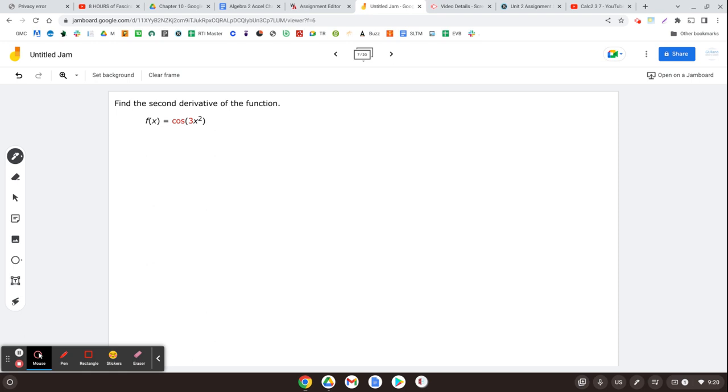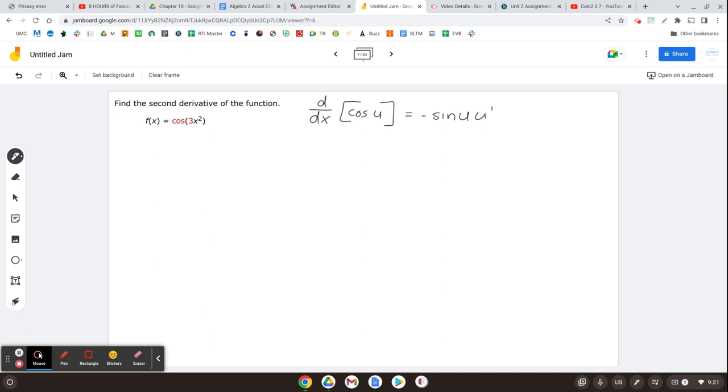It says d dx. So that means the derivative of cosine of u is minus sine of u, which is what you're used to. And then it says times u prime. So what they're telling you there is you have to multiply by the derivative of the function.